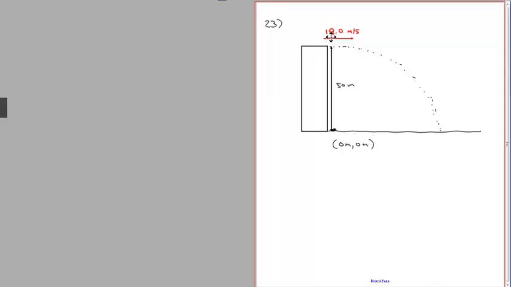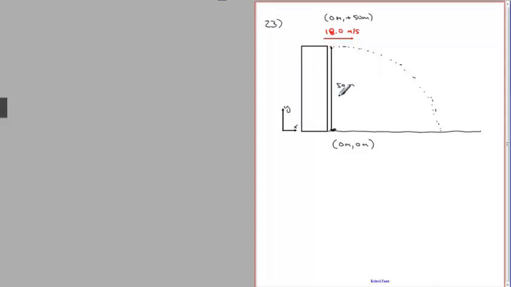So the coordinates here of the stone are going to be 0 meters x and plus 50 meters y. And that's because we would define positive y in this direction and positive x in this direction. So, like with one-dimensional motion, you have to define the coordinate system and also which way is positive. So since this point here is 50 units above in the positive y direction, plus 50 meters.